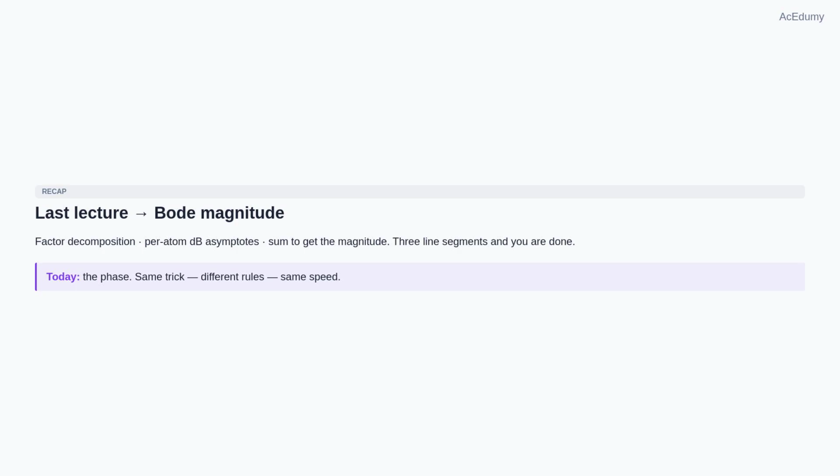Last lecture we drew the Bode magnitude: factor decomposition, sum of dB asymptotes, 3 lines, and you are done. Today, the second half of the Bode plot, the phase. Same factoring trick, different rules, same speed.